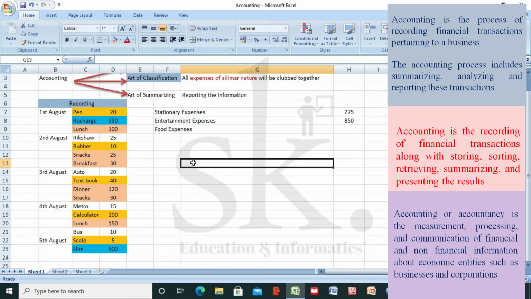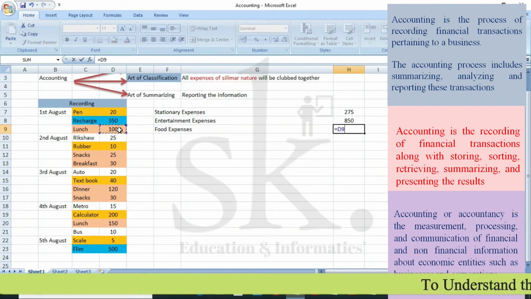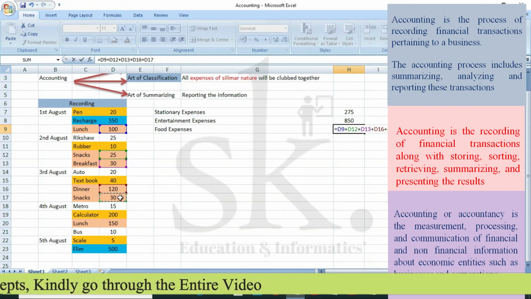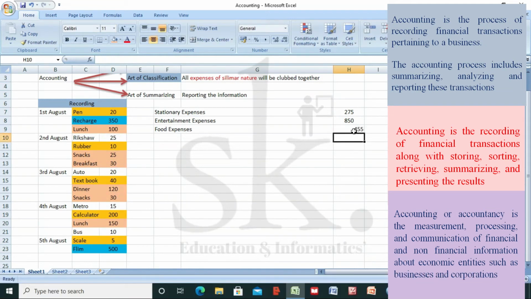I'm talking by way of example from the point of view of a student. So these are part of food expenses, and if I add up, it is 100 rupees plus 25 rupees plus 30 rupees plus 120 rupees plus 30 rupees plus 50 rupees. So the total amount comes to 455 rupees from the point of view of food. Do we have any other expenses?